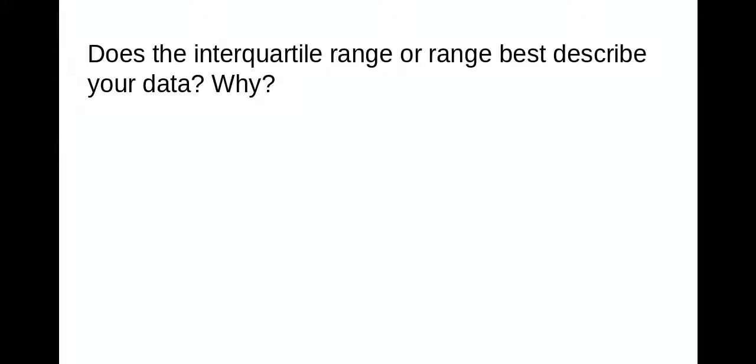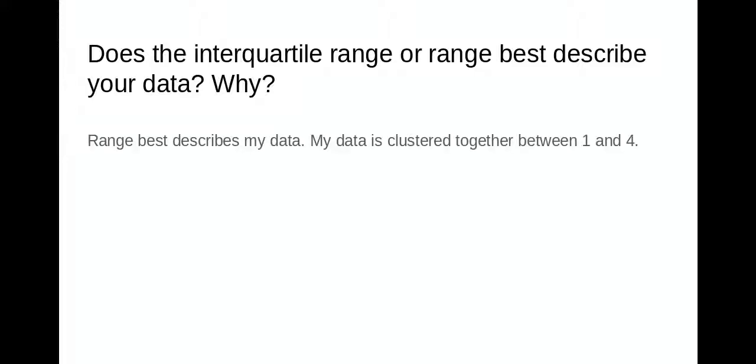We're talking about how the data varies. Is the data spread out or not? So for this one, you really can only choose range. The range best describes my data because the data is clustered between 1 and 4. If you remember the other lesson that we did last week, when the range and the IQR, those numbers that you got for them, when they are very close to each other, range is the good measure of variability to choose here.